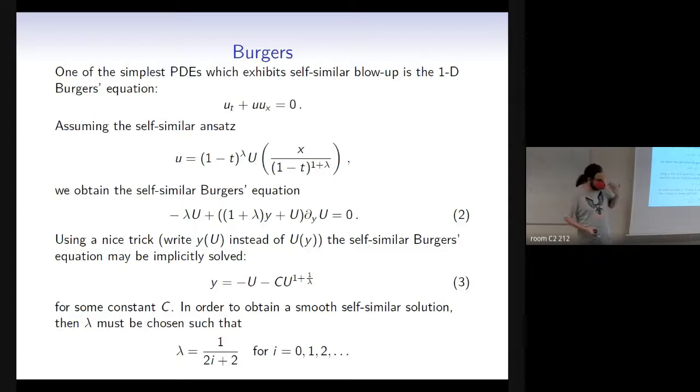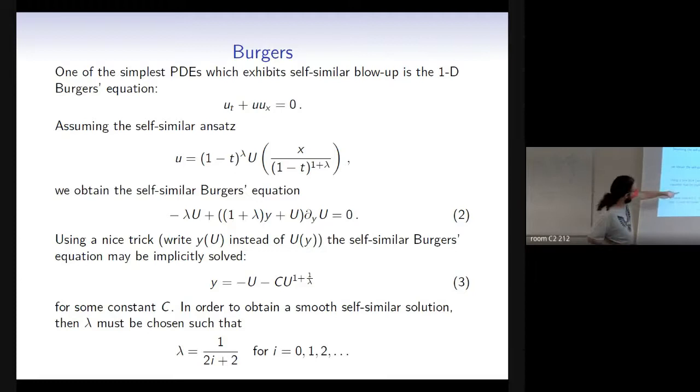Everything is known. For Burgers, there are self-similar solutions, some that are smooth, some that are not smooth, and you can calculate everything by hand. So we do so, and we set a similar ansatz. We plug it in, no time. Then this is the equation that we have to solve. This is an ODE. If you do this clever trick of writing y of u instead of u of y, you can even solve it by hand, because you can pass this dy by u here as du by dy, as dy by u. And then you get these solutions of the ODE.